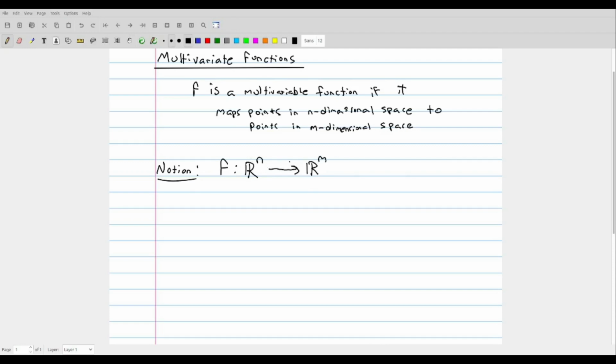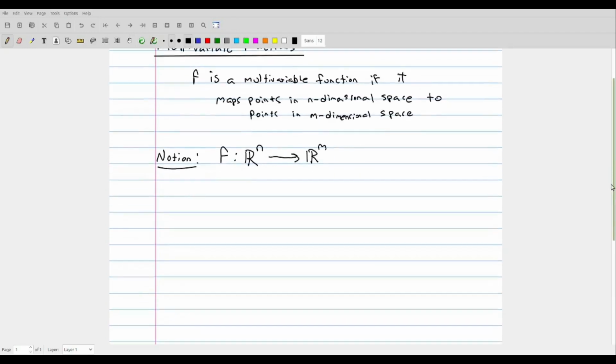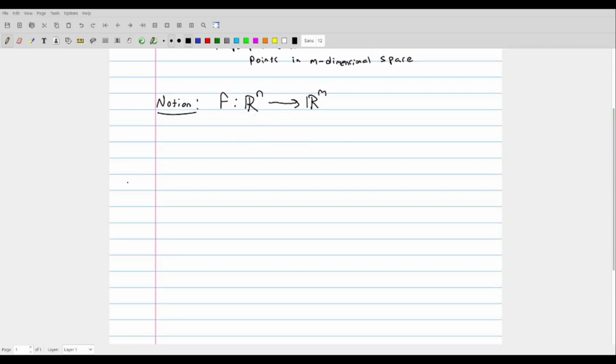And what this is saying, if you read this notation, is that f is a function that maps n-dimensional space to m-dimensional space, because R^n, n-dimensional space, can be thought of as n copies of the real number line. For example, R^2 is just the normal plane, you have one x-axis for the first copy of the real number line and one y-axis for the second copy of the real number line.